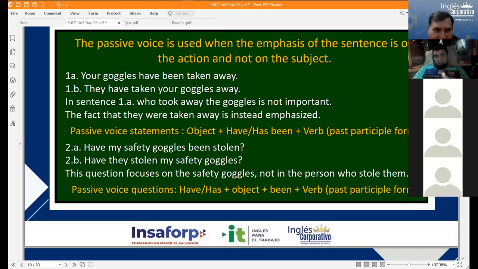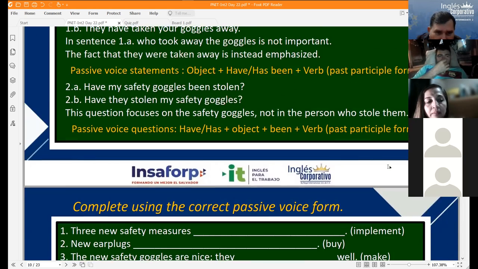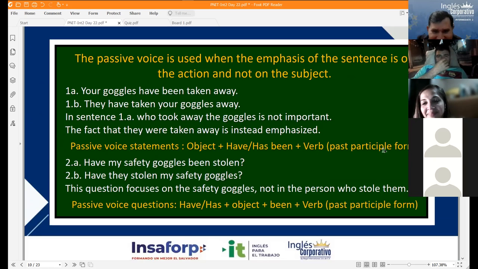Okay, then the other one is passive voice statements. We have object, have or has been, and the verb in the past participle. Have my safety goggles been stolen? This question focuses on the safety goggles, not on the person who stole them. They put here object, but it's actually a subject. I'm going to explain it like Jose used to say, my way. So here we go.